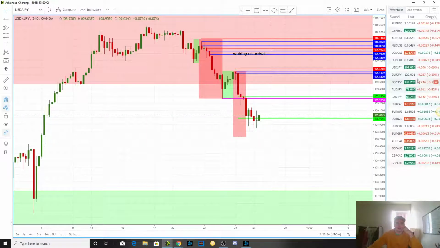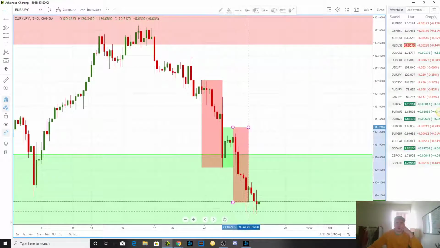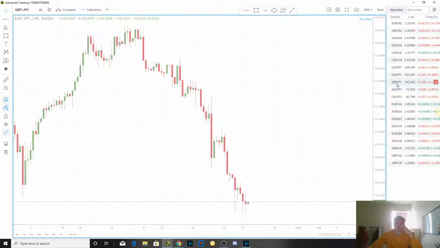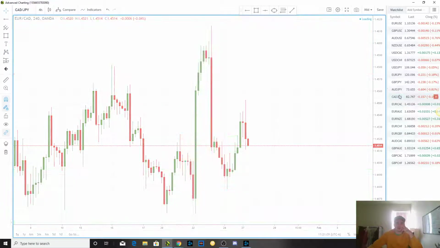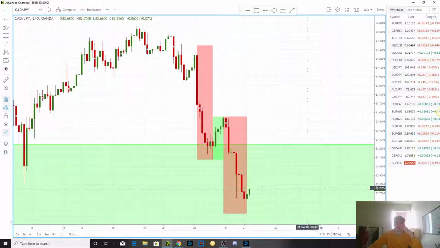No change there other than the ones we just made. It's just got a little further down. Probably the same picture. Let me go to the CAD yen. Same thing, just a little bit down. If all these yen pairs can turn around, we might have some pretty good trades.